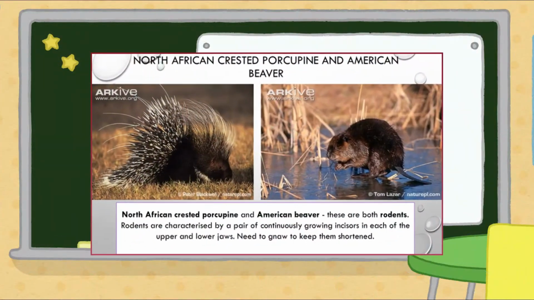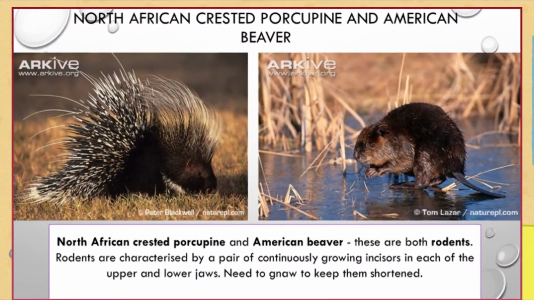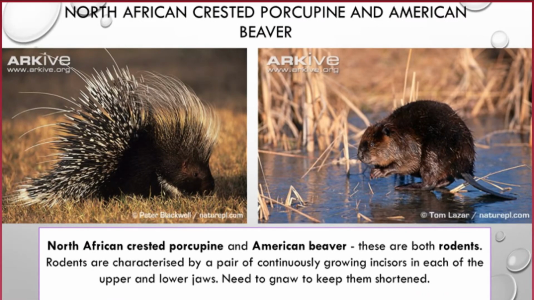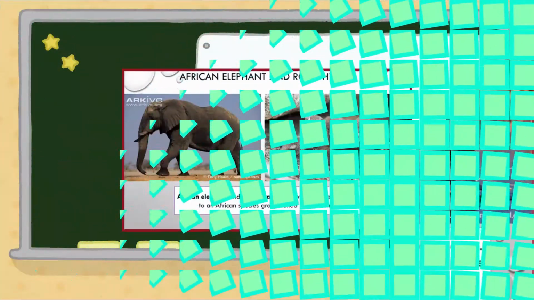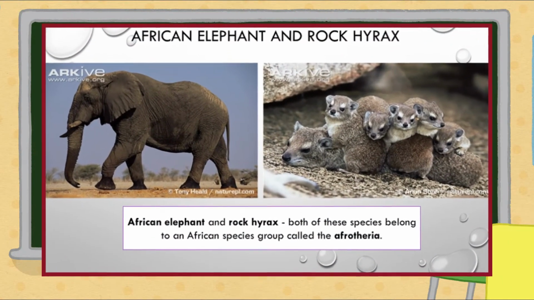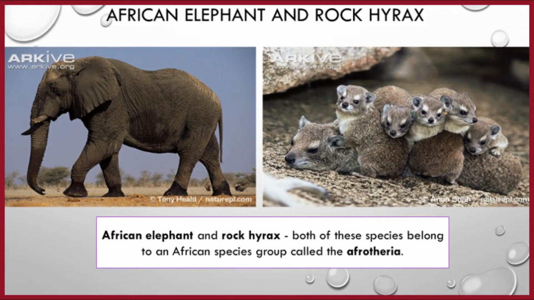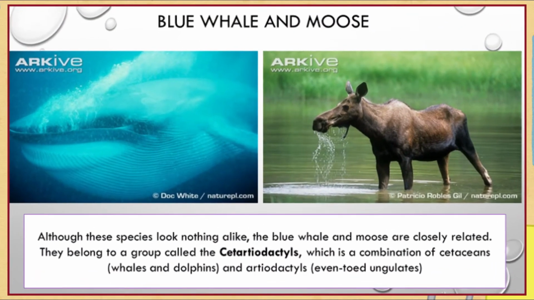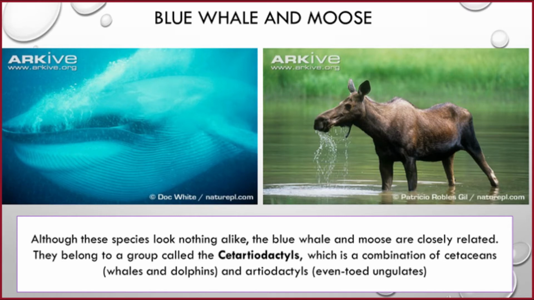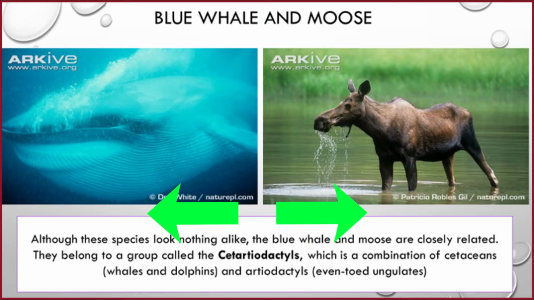Next pair of species that are most closely related is the North African crested porcupine and the American beaver. Both of these species are called rodents. The next pair of species is the African elephant and the rock hyrax. Both of the African species belong to a group called the Afrotheria. And the last pair of species that are most closely related is the blue whale and the moose. Both of these species belong to a group called the Cetartiodactyla.